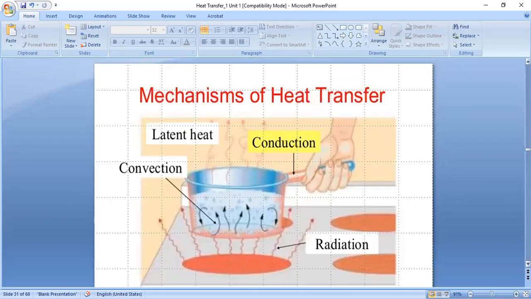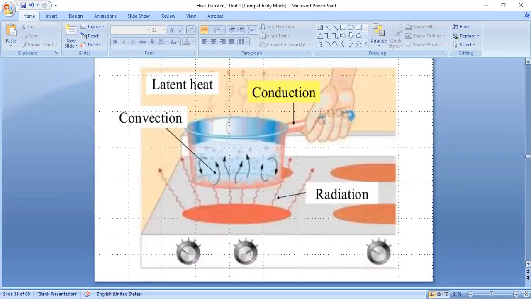Next, mechanism of heat transfer. The mechanisms of heat transfer are conduction, convection, and radiation. Mechanism of heat transfer also covers the combined mode of heat transfer. What is meant by combined mode of heat transfer? Combined mode of heat transfer means a combination of the modes.